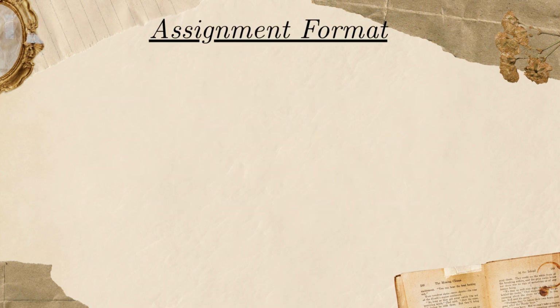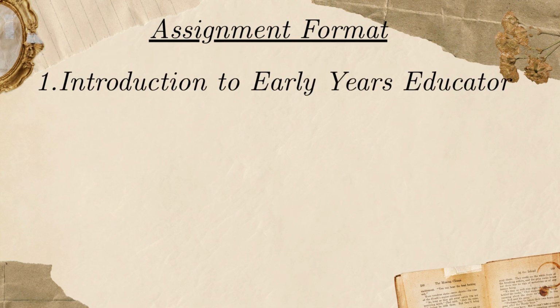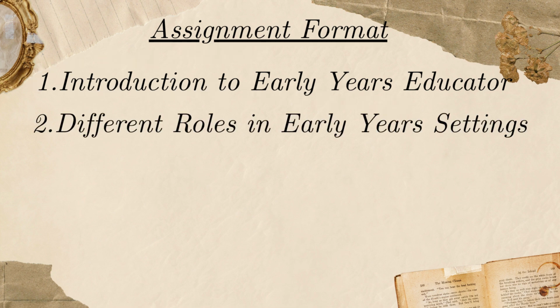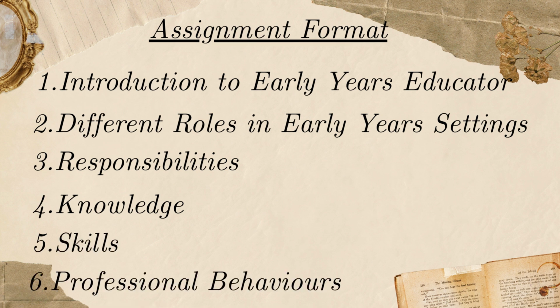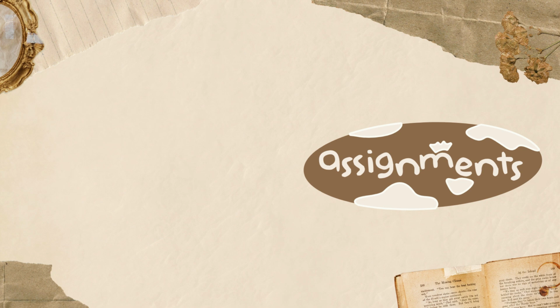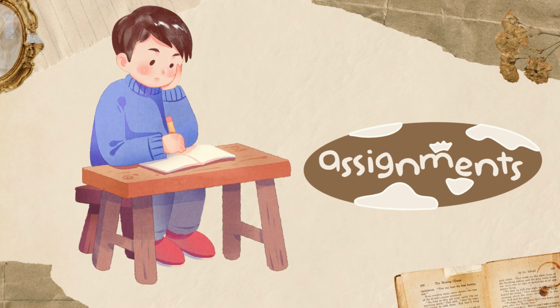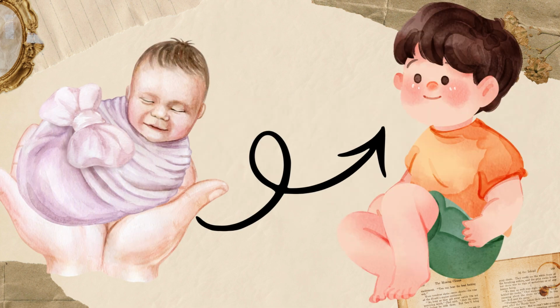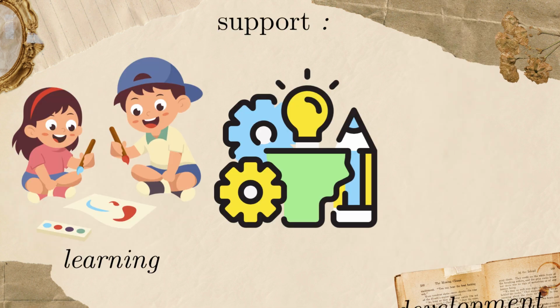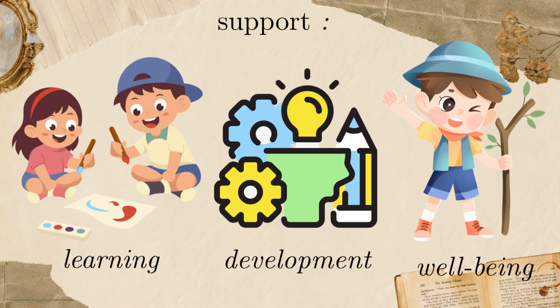You can organize your answers into these sections: Introduction to Early Years Educator, different roles in early years settings, responsibilities, knowledge, skills, professional behaviors, and at the end, conclusion. And in this video, I will also show you a sample of my assignments so you can understand how to write it clearly. An early years educator is a professional who works with children from birth to 5 years. They support children's learning, development and well-being following the EYFS framework.